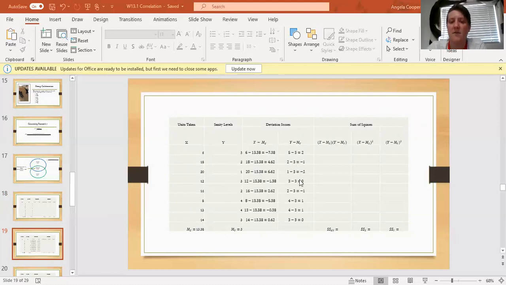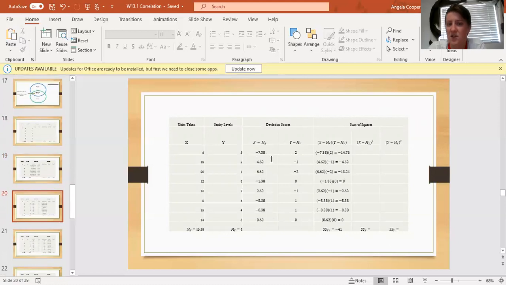We did the same thing for the deviation scores for Y, for our sanity levels. The mean was 3, so we take each of our individual sanity level scores, the 5, 2, 1, 3, 2, 4, 4, 3, and subtract the mean of 3 from them. So 5 minus 3 is 2, 2 minus 3 is -1, etc. Now we have each individual deviation score. I've just taken out all of the formula here to give us the basic number.